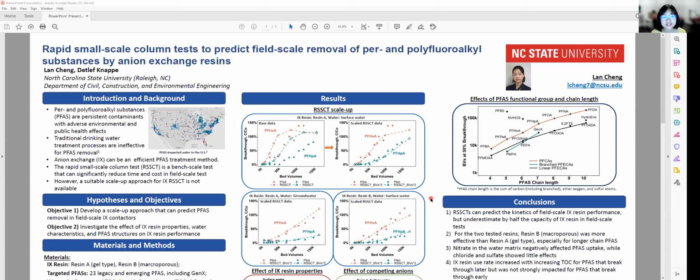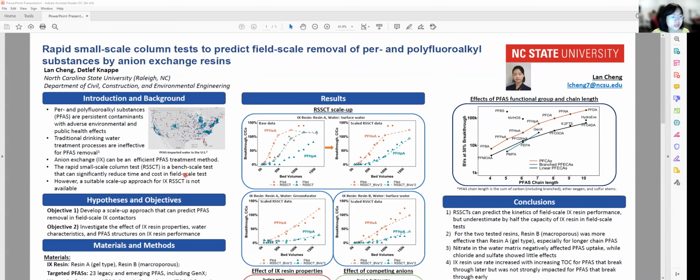My name is Lan. I am a PhD student at North Carolina State University. PFAS are persistent contaminants with adverse environmental and public health effects. It has been detected globally in drinking water systems. An efficient PFAS treatment method is required in order to reduce the oral uptake of PFAS from our drinking water.